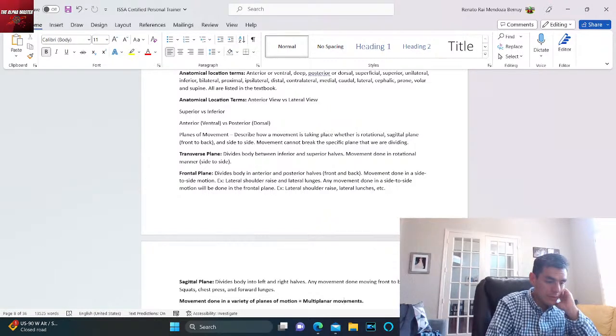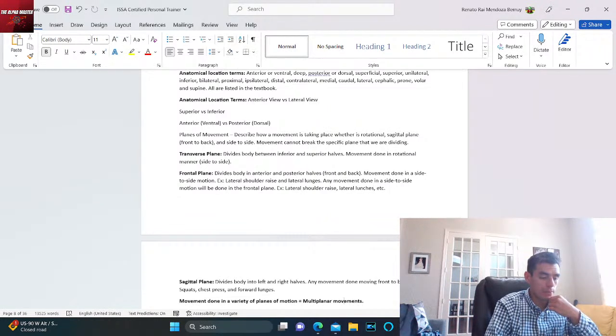Lateral shoulder raises and lateral lunges are examples. Finally, the sagittal plane divides the body into left and right halves. Movement is front to back, for example squats, chest press, and forward lunges.